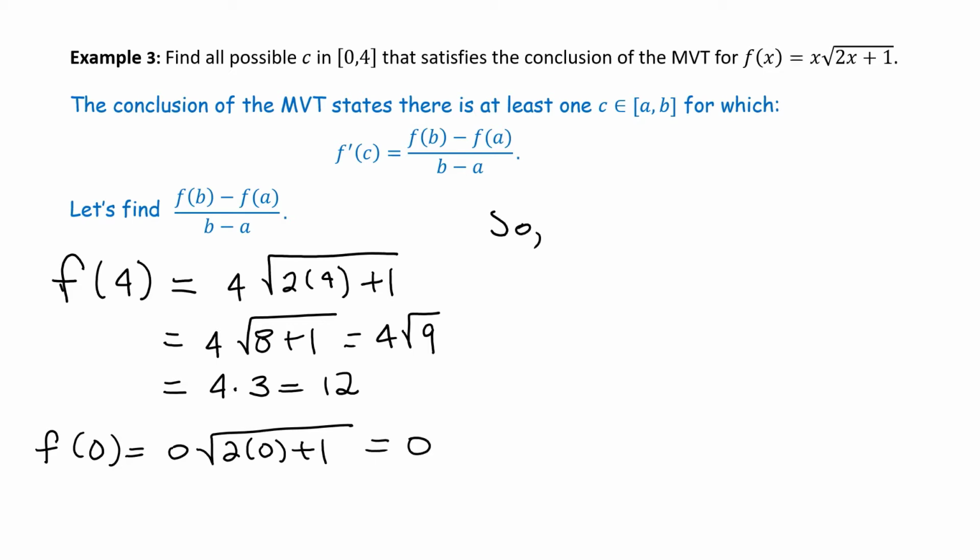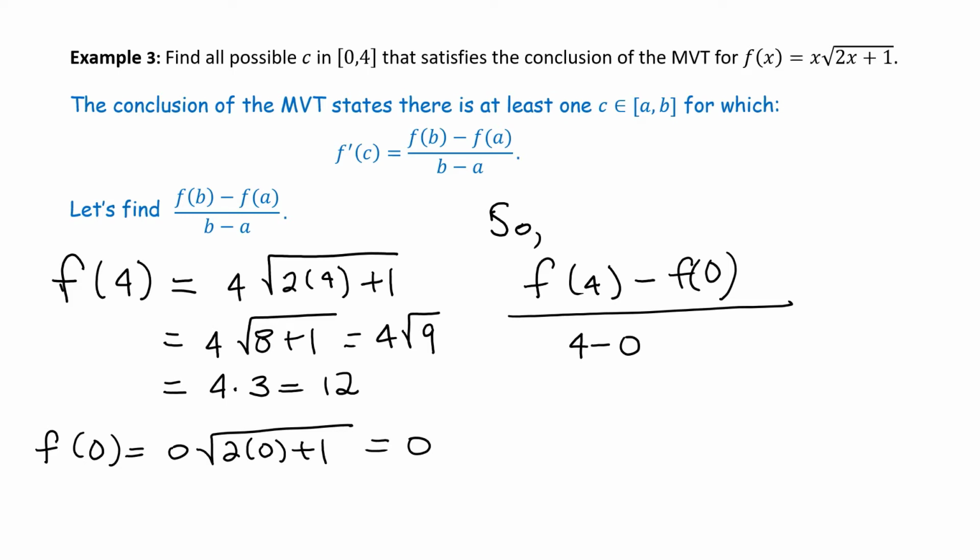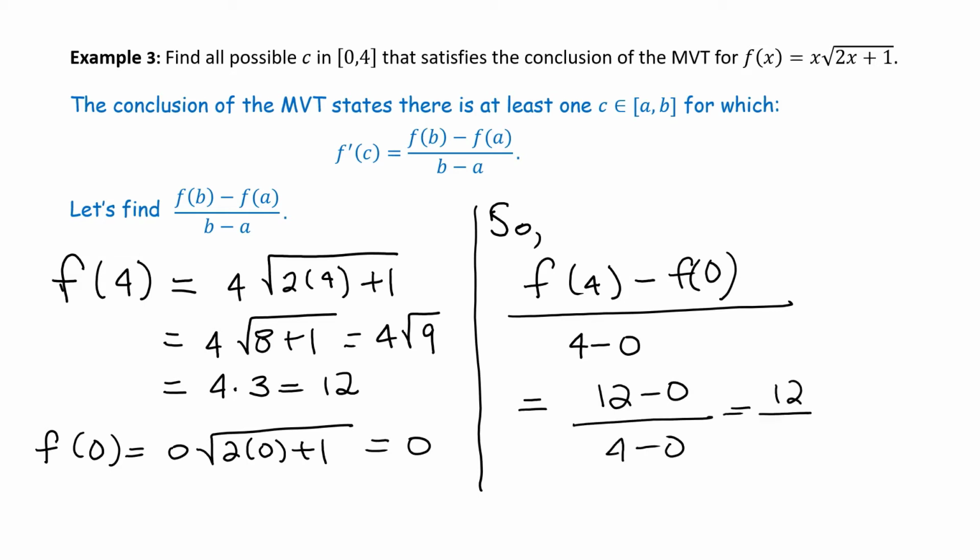So, f of 4 minus f of 0 divided by 4 minus 0 is equal to 12 minus 0 divided by 4 minus 0, and 12 over 4 is 3. That is the average rate of change from 0 to 4 for this function. Again, average rate of change.